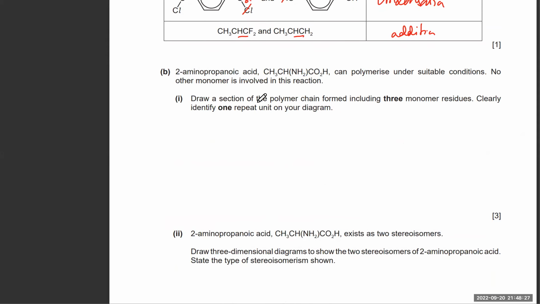And he's saying draw one section of the polymer chain formed including 3 monomer residues clearly. So 2-aminopropanoic acid can polymerize, no other monomer is involved. An amino acid is this thing. This is the last question I'm going to do. It's got a carboxylic acid group on one side and NH2 on the other side. So we're talking about this carbon. It's got a CH3 on one side and an H on one side. This carbon over here has NH2, COOH, H, and CH3 on it.